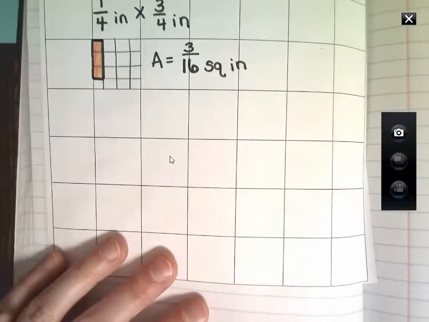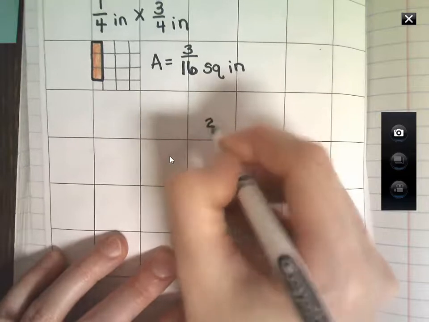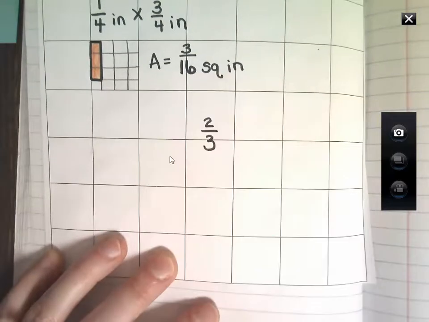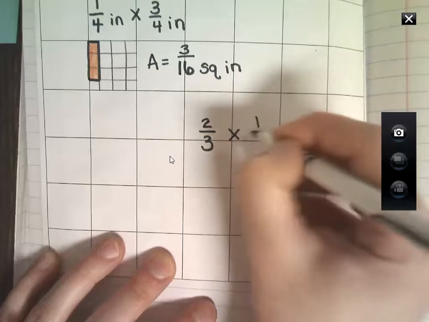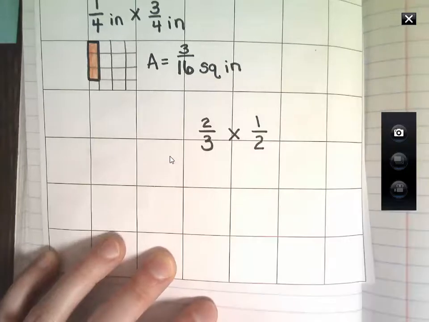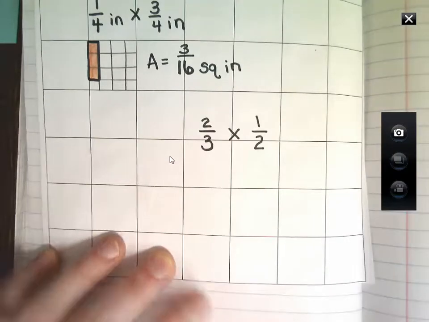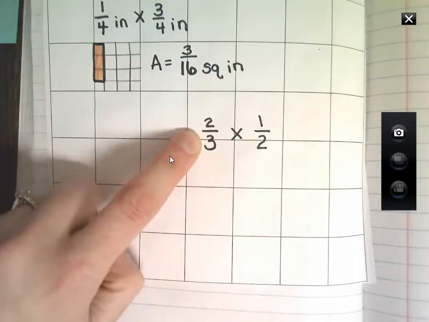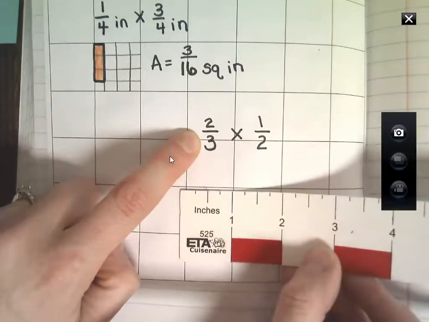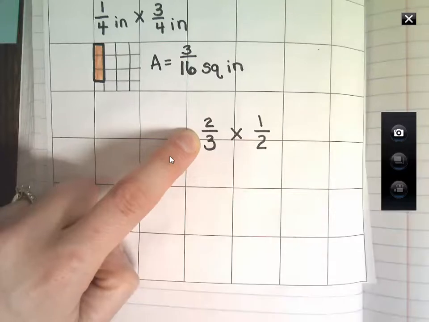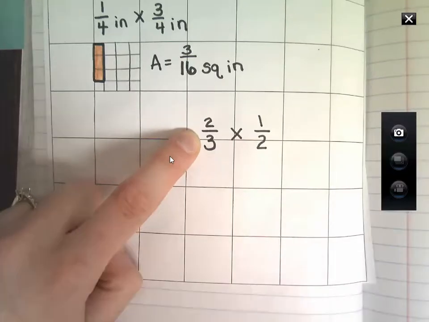This rectangle is going to measure 2/3 of an inch long times 1/2 of an inch wide. So if I need to draw 2/3, I'm not going to be able to use my ruler on this one because remember our ruler only shows us halves and fourths. So let's use our pencil to draw us some grid lines.